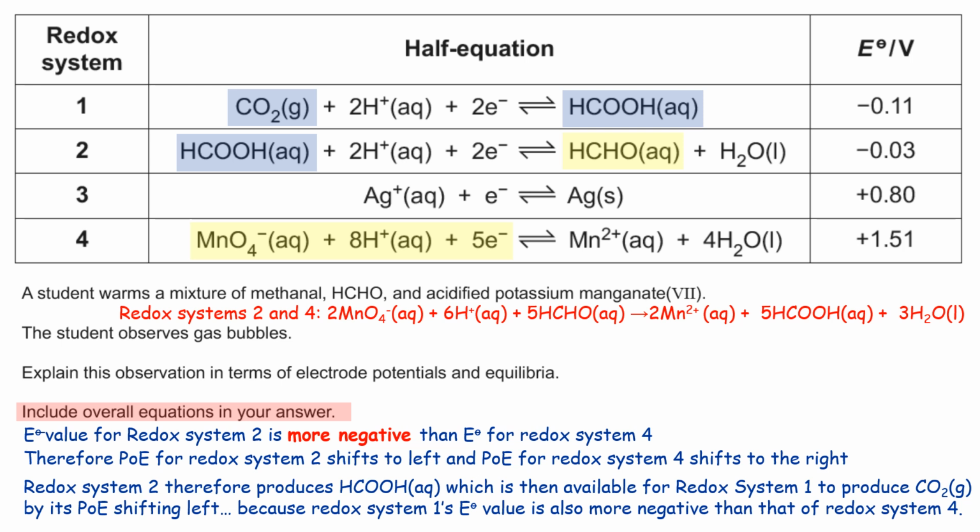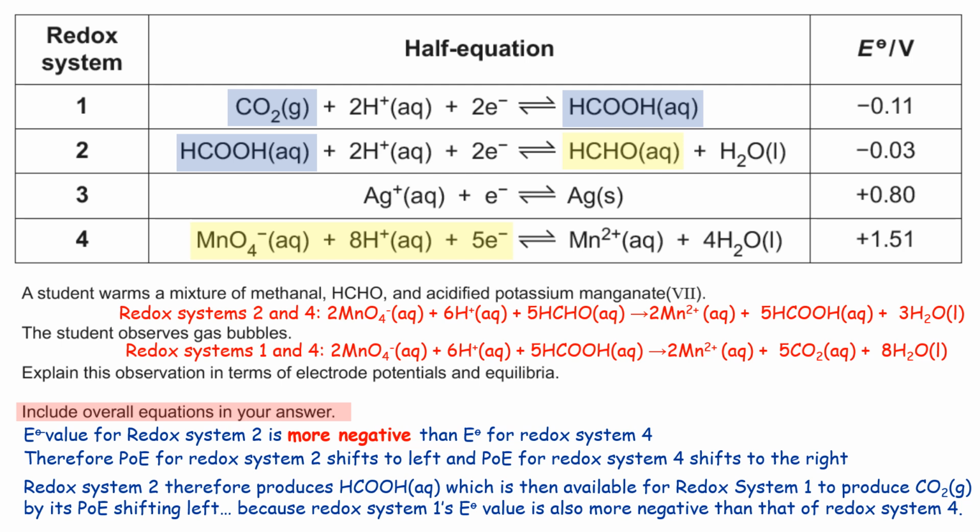So what I'm doing here is I'm multiplying up the two half equations so that the electrons cancel. Then I'm combining them, taking account of which one has the position of equilibrium shifting to the left, in other words which one reverses and which one stays as a reduction. And then I cancel out any excess water or H plus that turns up on both sides of the equation. So you've got redox systems 2 and 4, which is the initial reaction, and then redox systems 1 and 4, which is the second reaction.